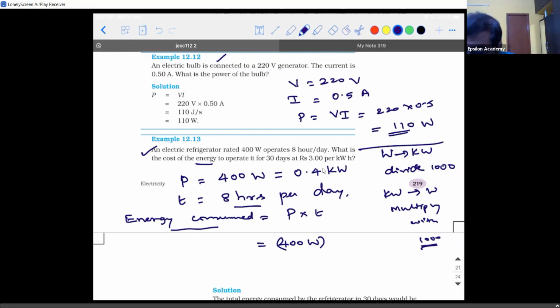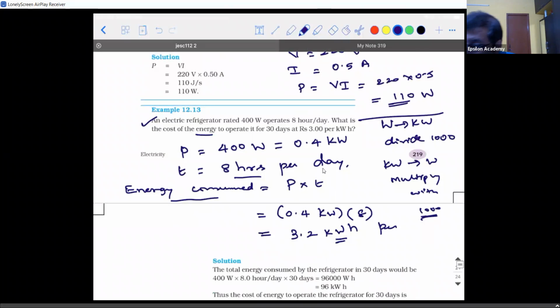Similarly, if time is given in terms of seconds, convert it to hours. So I can write it as 0.4 kilowatt multiplied with 8. How much am I going to get? I will get 3.2 kilowatt hour. Are you able to understand? So if a fridge runs in your house for 8 hours, it consumes 3.2 kilowatt hour. This is energy consumed per day.